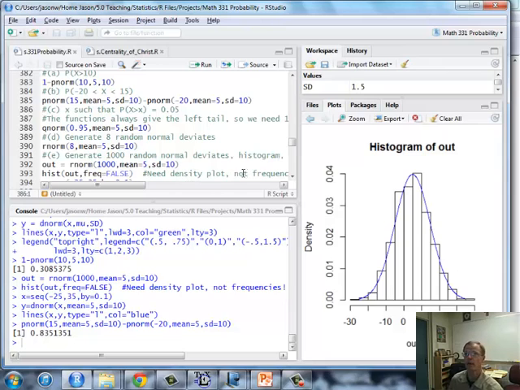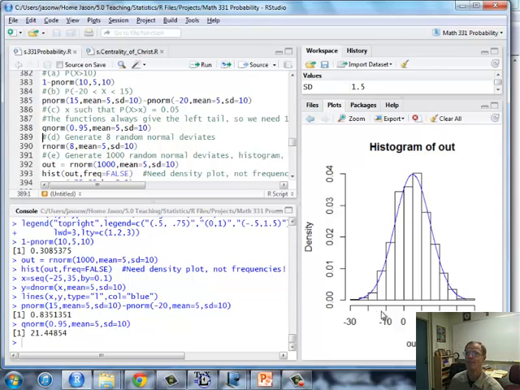Now the quantile command is in reverse. So what if we want, what's the value on the x-axis that gives me 95% of the area? So I've now changed from P in the first position to Q. Run it, boom, 21. So right here at 21.45, that's the 95th percentile, or the 0.95 quantile.